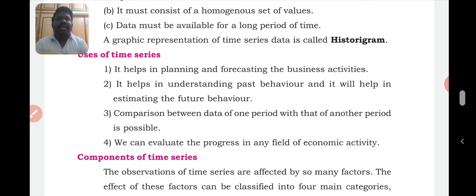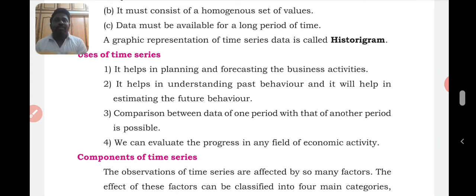So next, it helps in understanding the past behavior and it will be helpful in estimating the future behavior. Very important. So for example, we'll go with your class only. How you people studied in the first PUC, how you studied in the 10th standard, how you will be studying for your second PUC. If you put good efforts in the 10th standard and the first PUC, what will be your results? To recoup that, how you should be preparing for your second PUC examination.